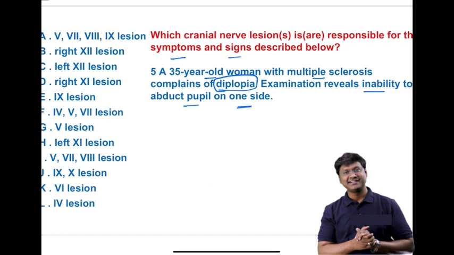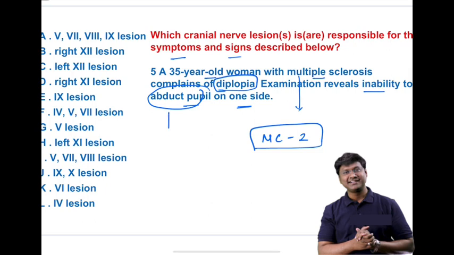Okay, so in multiple sclerosis, the most common cranial nerve affected is the second cranial nerve. But our patient is having inability to abduct the pupil on one side. Now, for abducting the pupil, the cranial nerve which is required is the abducens, which is nothing but your sixth nerve. So what will be the answer in this question now? The answer is K. That will be the sixth nerve lesion.